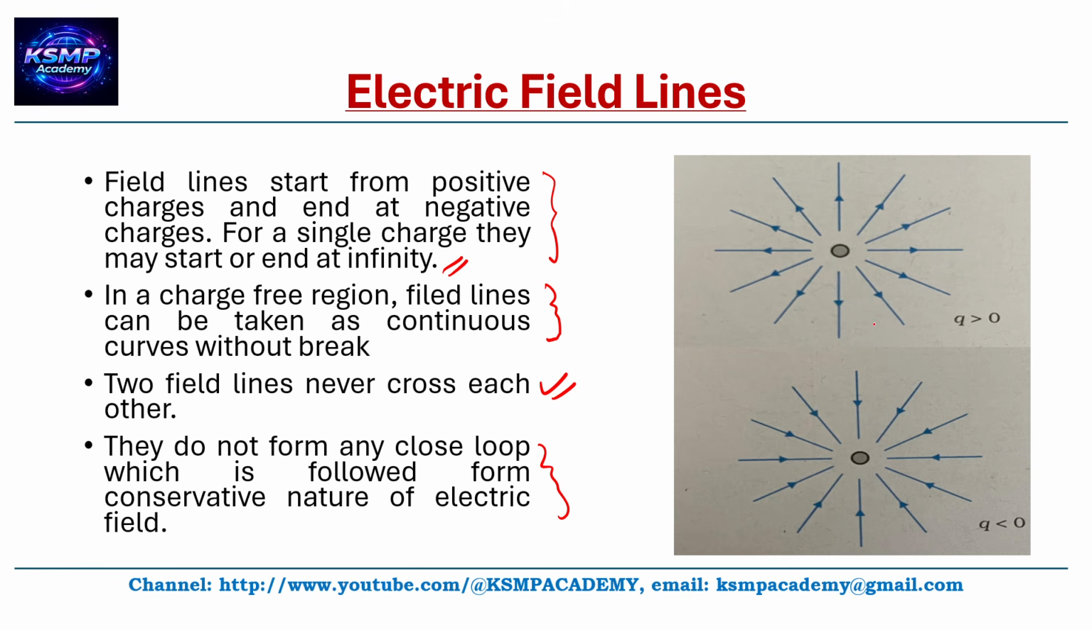As you can see in the diagram, in the first case the charge is positive, that is Q is greater than 0. So this is how we can represent the electric field lines. And the second one is for the negative charge, that is Q is less than 0. So the direction is towards the charge, that you can see. This is the direction. So that's how we can represent the electric field line.